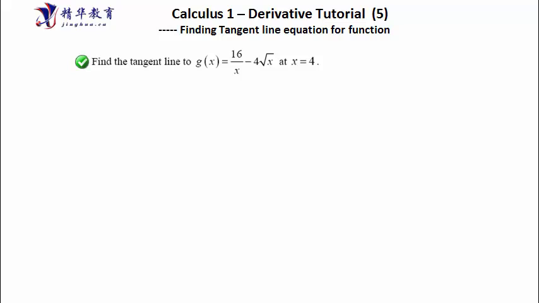I'm Steven. In this video, we're going to talk about the Calculus 1 Derivative Tutor Part 5, finding the tangent line equations for a function. In Parts 1, 2, 3, and 4, we learned several things. In Parts 1 and 2, we learned what a derivative is. In Parts 3 and 4, we learned how to use the power rule to find the derivative of a function. In Part 5, we use what we have learned so far to do a question.